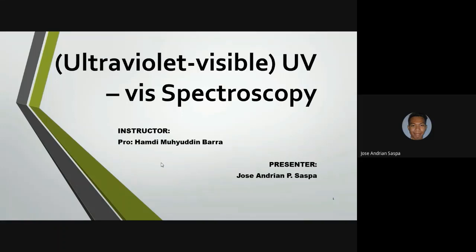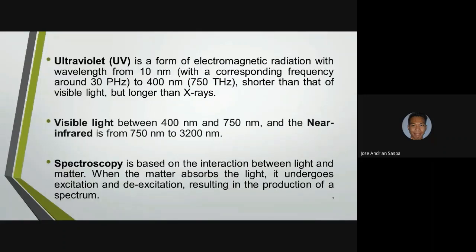So our topic for today is about ultraviolet visible or UV spectroscopy. Before we proceed, let's first discuss the important terms on this report. Ultraviolet is a form of electromagnetic radiation with wavelength from 10 nanometer to 400 nanometer. So ultraviolet is shorter than visible light but longer than X-rays.